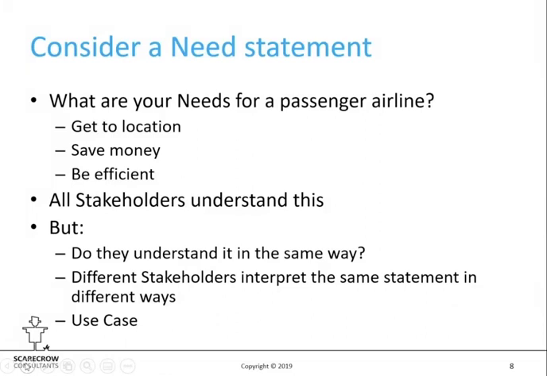Now, I appreciate these are very, very high level statements, and if I were to say to people, do you understand when we think about a passenger airline getting to a location, saving money and being efficient? Almost everybody would say yes, they understand that. However, it's not good enough just to then say, okay, we therefore understand all of these needs because everybody agrees that they understand them. What we need to get to the bottom of is, do they understand them in the same way? Are the different stakeholders interpreting the same statements in different ways? Because you can bet that they are, because different stakeholders will look at the same information and interpret it in different ways.